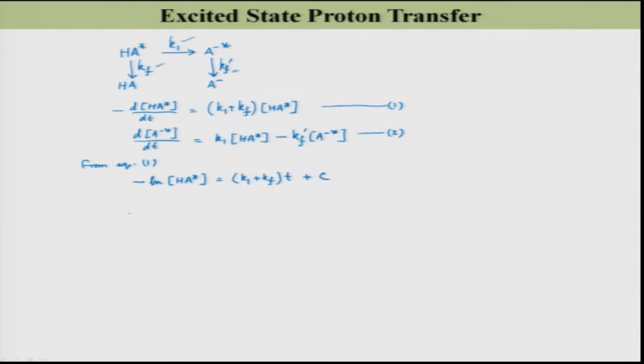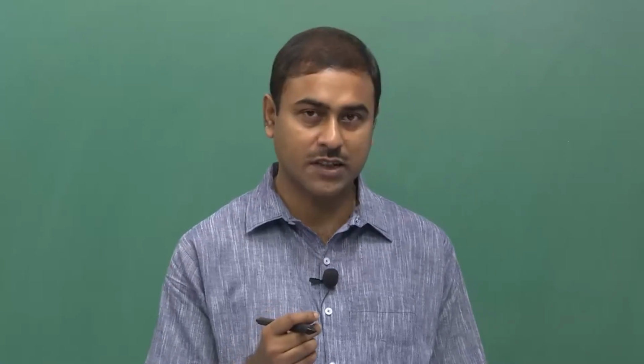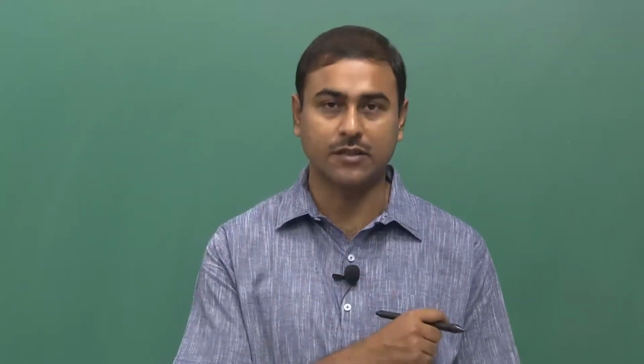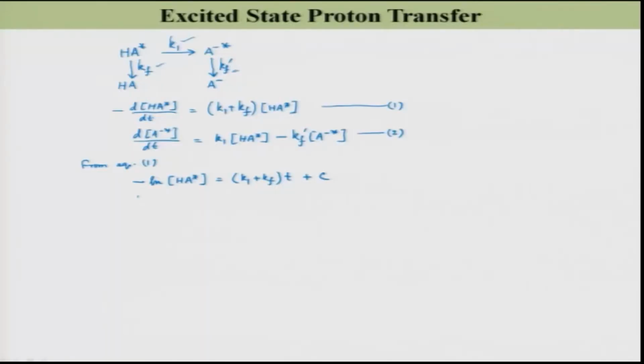Now, I will put the boundary conditions over here. The boundary condition is at t equal to 0, that means just at the start of the reaction, the concentration of HA star is HA star 0, the initial concentration. So, at t equal to 0, HA star is equal to HA star 0, and I can write this equation as HA star is equal to HA star 0 e to the power minus k1 plus kf into t.